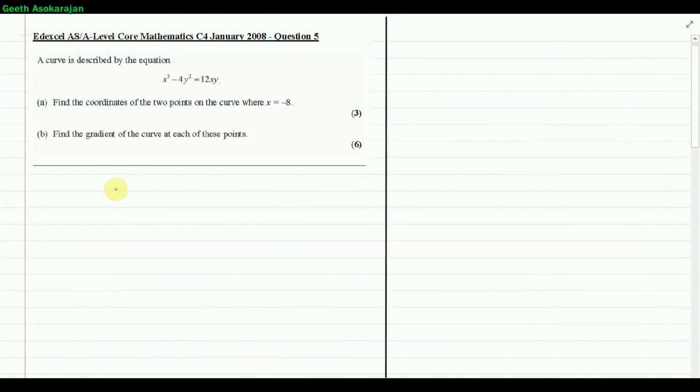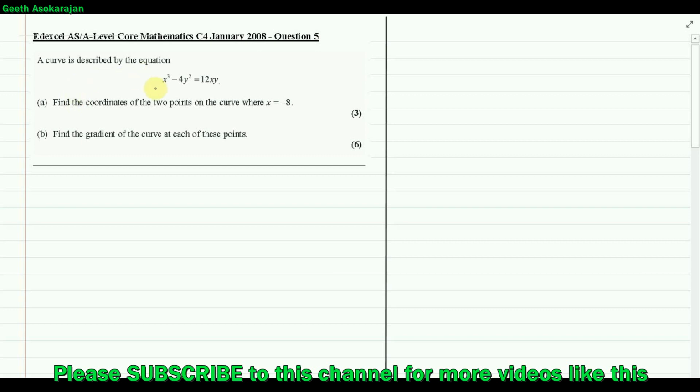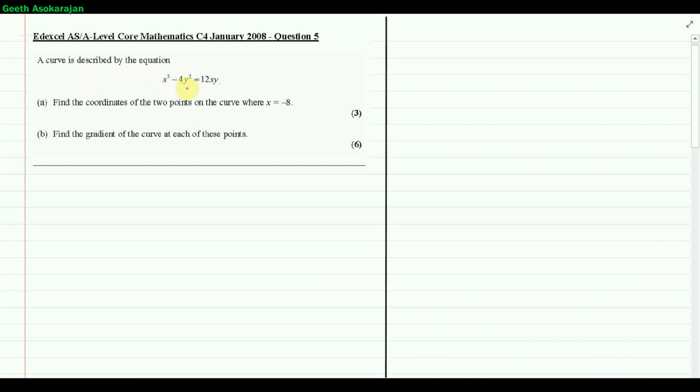Right, another past exam question. So this is an Edexcel Core Mathematics C4 question from January 2008, and this was question number 5 on that paper. A curve is described by the equation x cubed minus 4y squared is equal to 12xy, and in part A we need to find the coordinates of the 2 points on the curve where x equals minus 8.